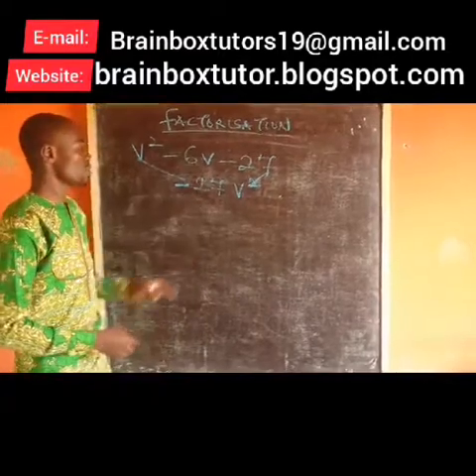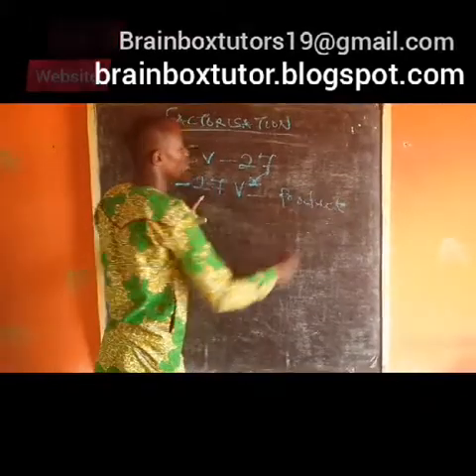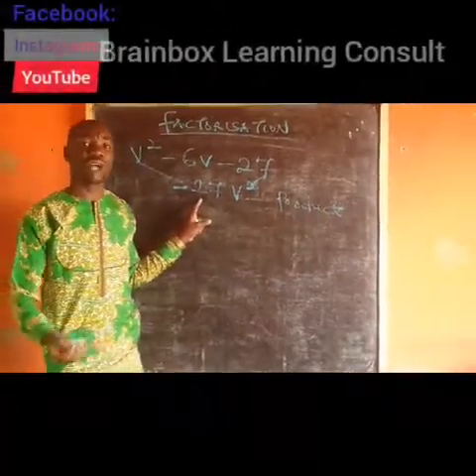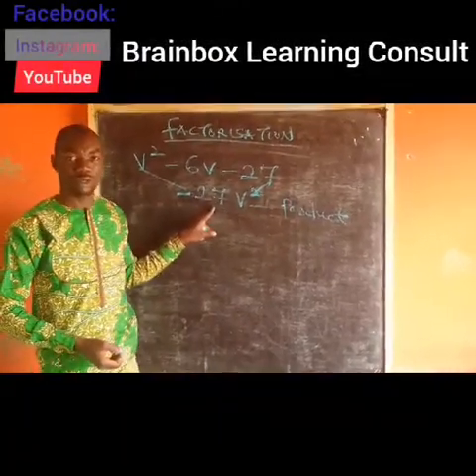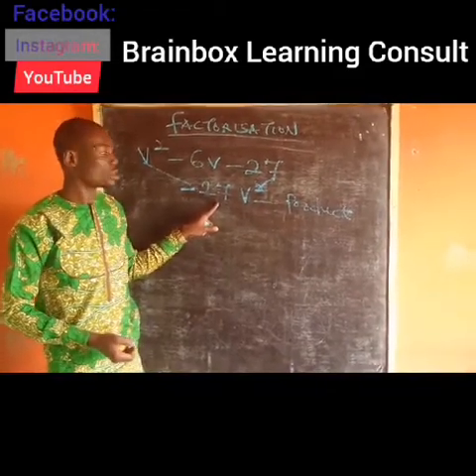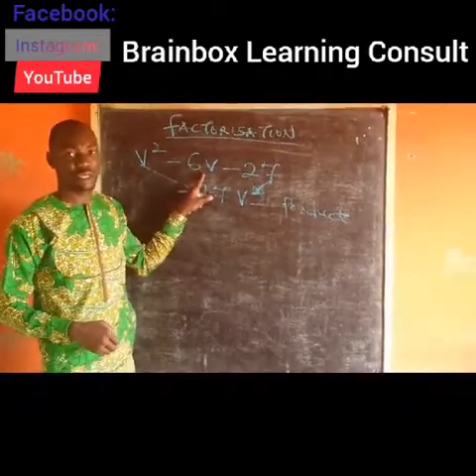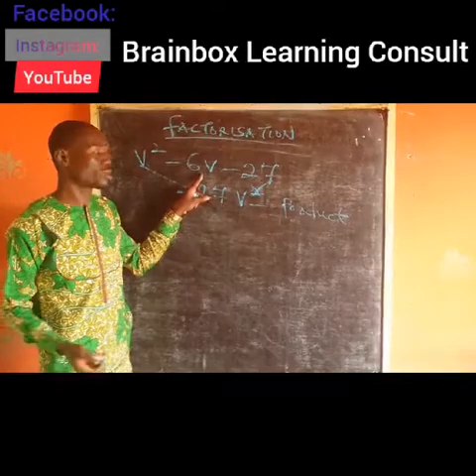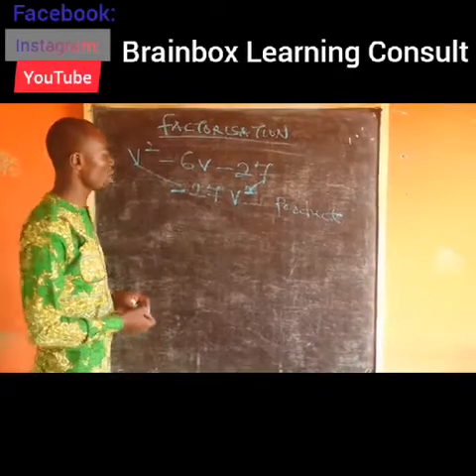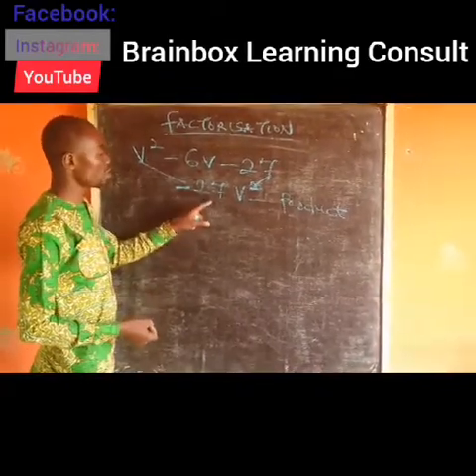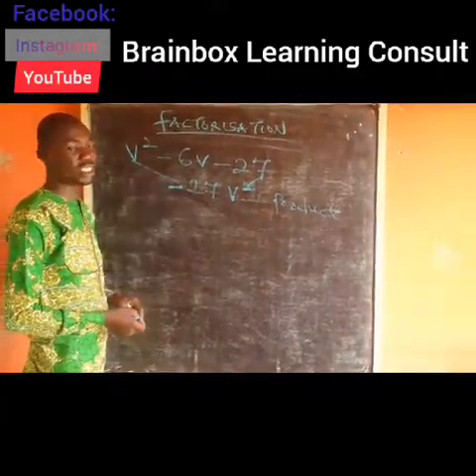So now, this becomes a product. Now, you are going to look for 2 values such that when you multiply them, they will give you this product, minus 27 v squared, and when you add them, they will give you the second term. And when you are done with that, you are almost done with factorization. So let's pick 2 values so that when we multiply them, they will give us minus 27 v squared, and when we add them, it will give us minus 6 v.